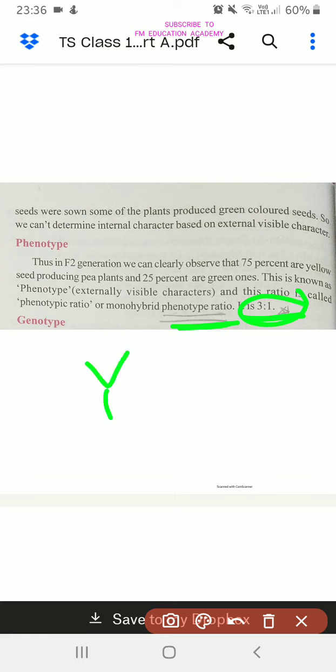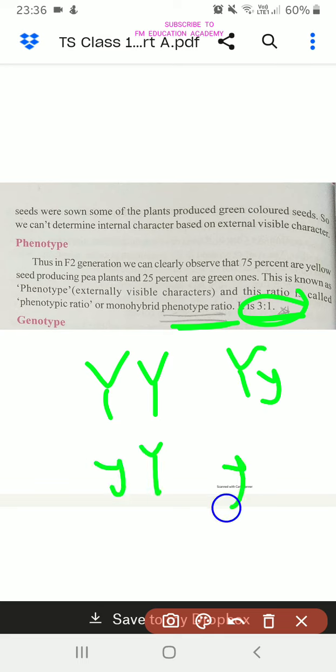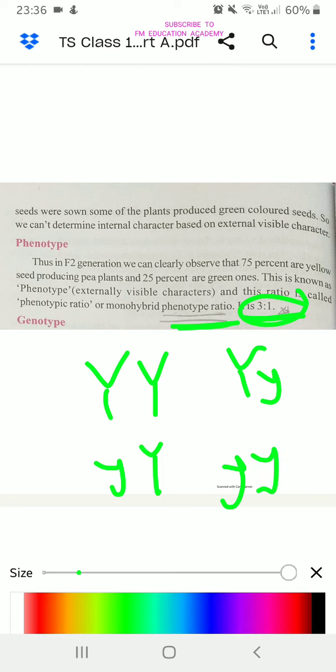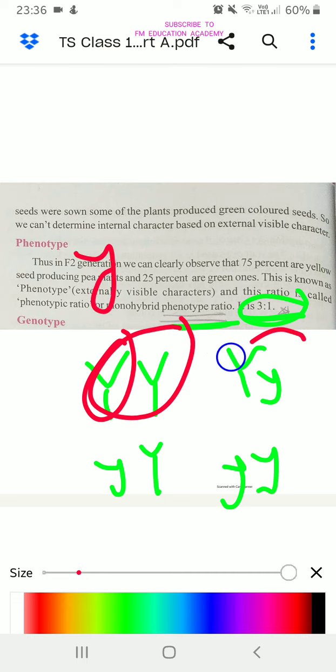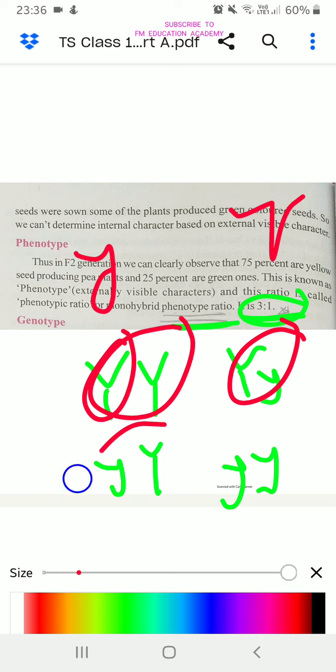Because we have 4, right? YY, capital Y small y, capital Y, and small y. We should know that here the trait which is dominating is capital Y color. So even if it's capital Y, it will be yellow in color. Capital Y, small y also yellow in color. Small y, capital Y also yellow in color. Why? Because the capital Y will be dominating here.